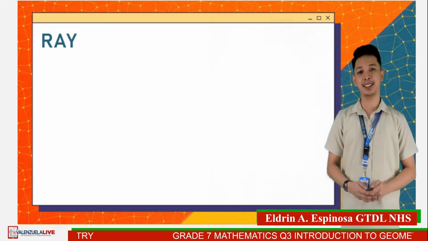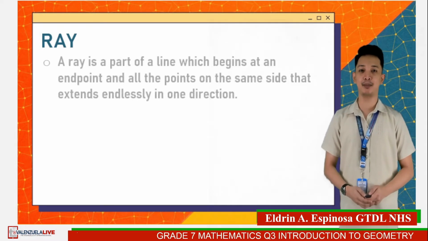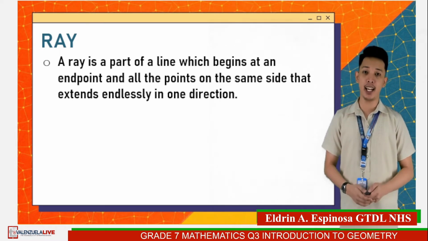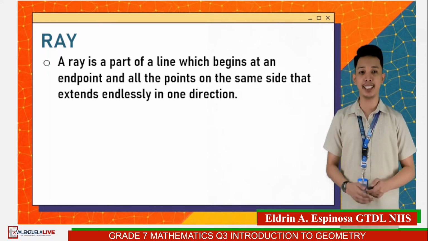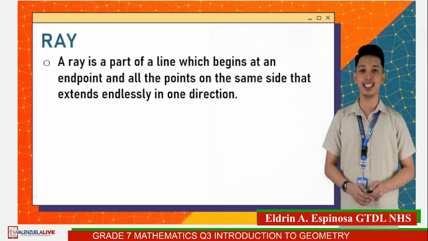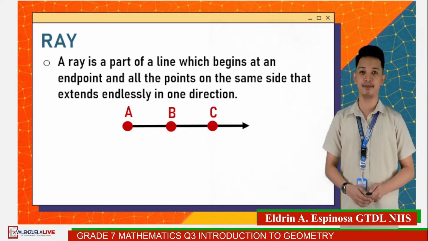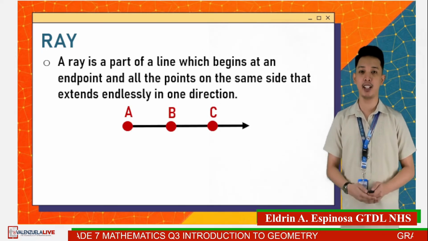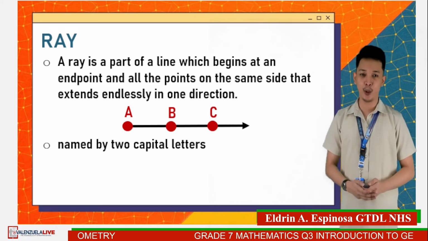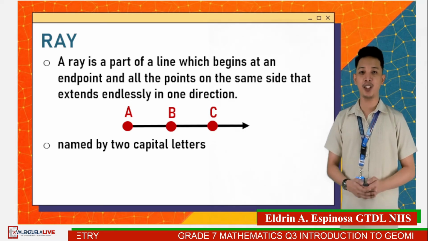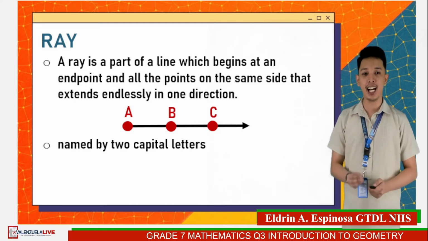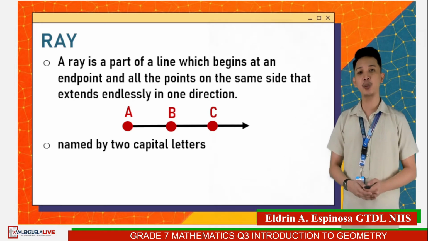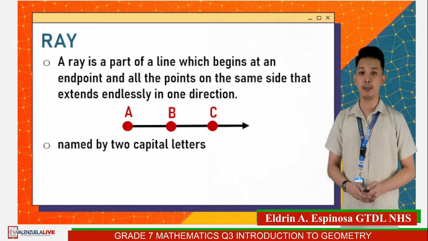The second subset of a line is the ray. A ray is a part of a line which begins at an endpoint, and all the points on the same side that extend endlessly in one direction. It is named with its endpoint and any other point on it, using two capital letters with a one-sided arrow over the top, or usually a rightwards arrow above.